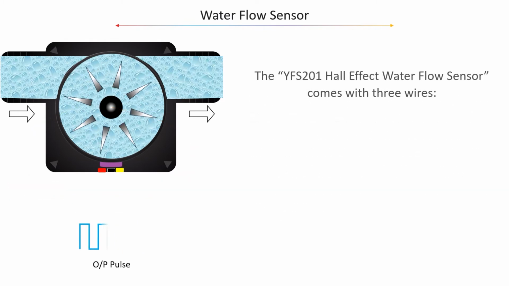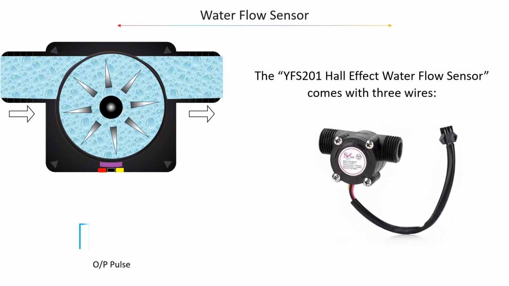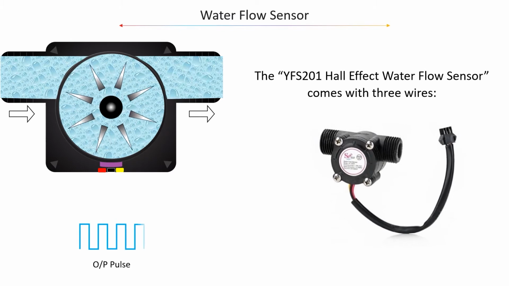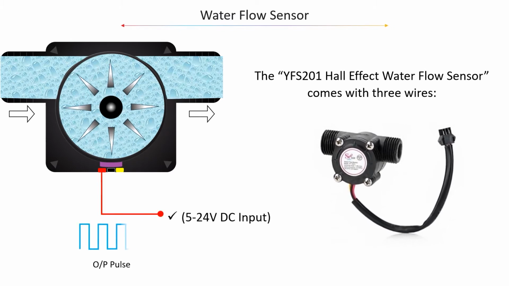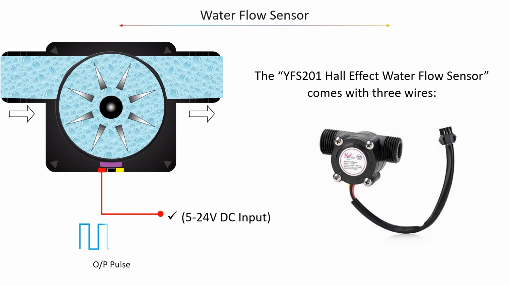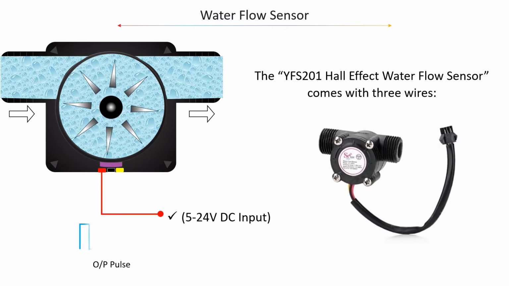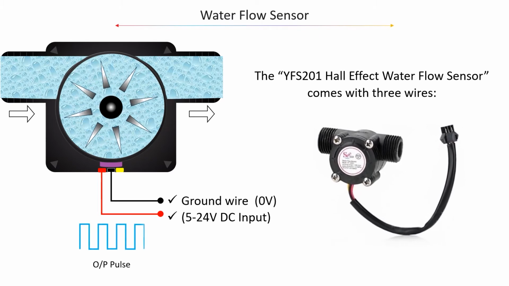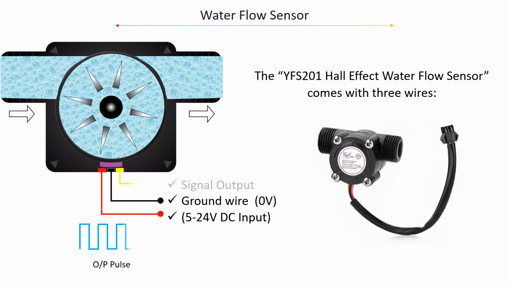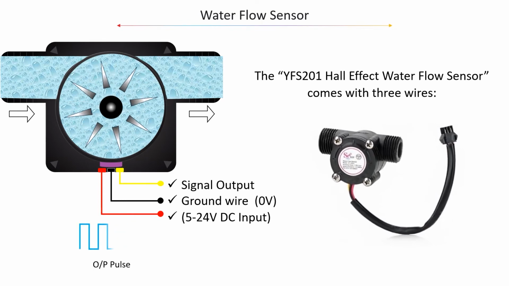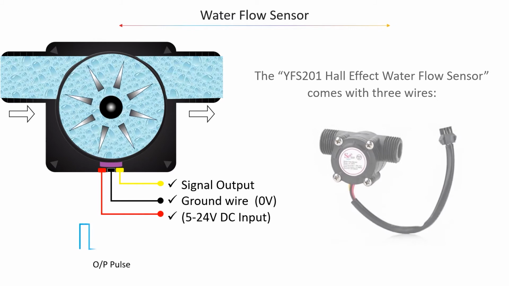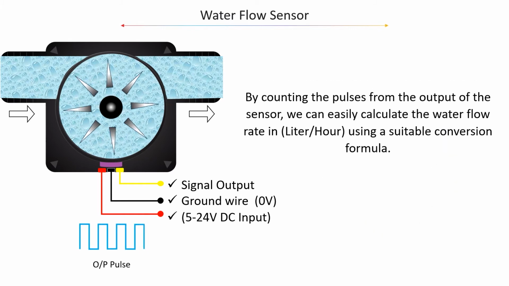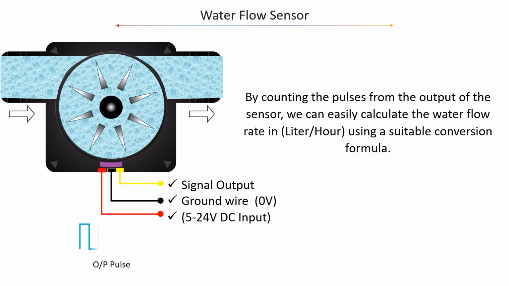The YF-S201 Hall effect water flow sensor comes with 3 wires. The red wire is VCC with a 5 to 24 volt DC input, the black is the ground wire with 0 volts, and the yellow is the output wire, which is for the signal output. By counting the pulses from the output of the sensor, we can easily calculate the water flow rate in liters per hour using a suitable conversion formula.